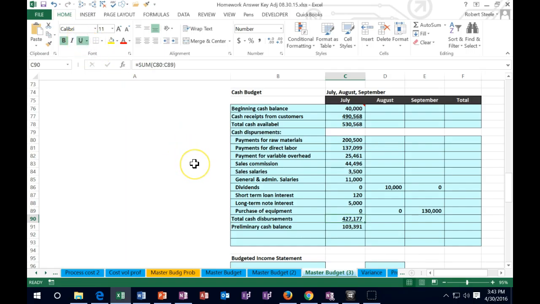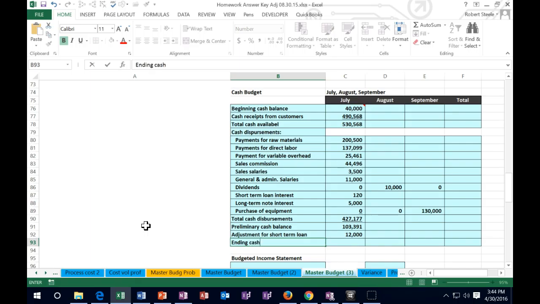Now, why is it preliminary? Because we said that we're going to pay off the loan if we have the money to do so, and we want to have that minimum balance in the account. So we have that 12,000 of short-term loan. We're going to go ahead and pay that off now because we have the funds to do so. So we have the adjustment for short-term loan. We're going to pay off that $12,000 loan, and that will give us the ending cash balance. This equals the preliminary minus the loan that we're going to pay off because we have the funds to do so. And I'm going to once again underline by going to the Home tab, Font Group, and Underline.